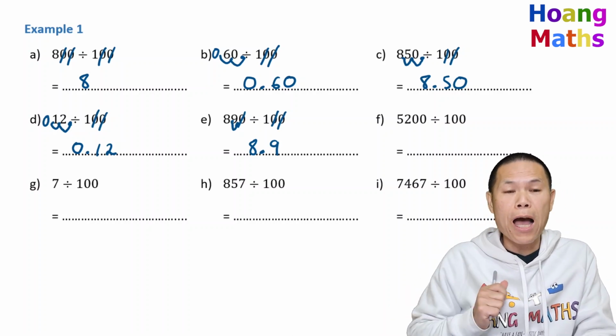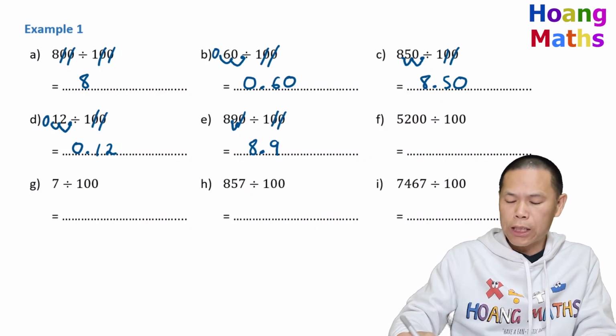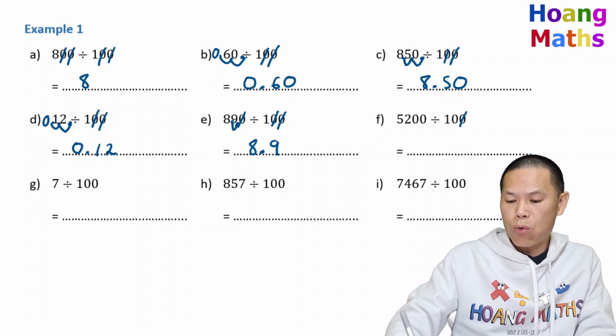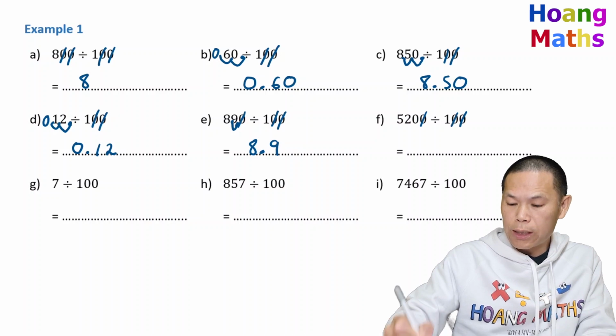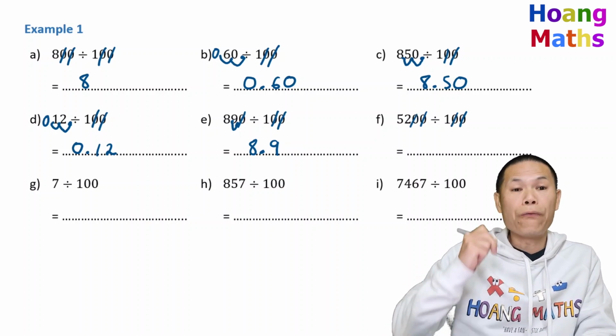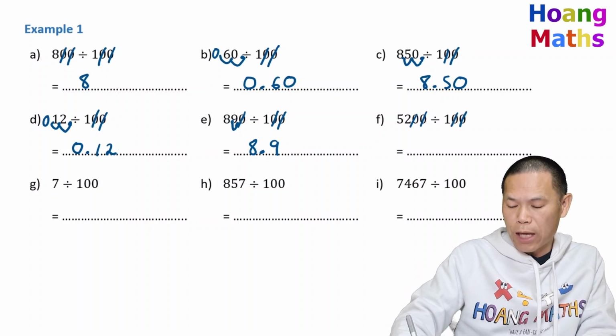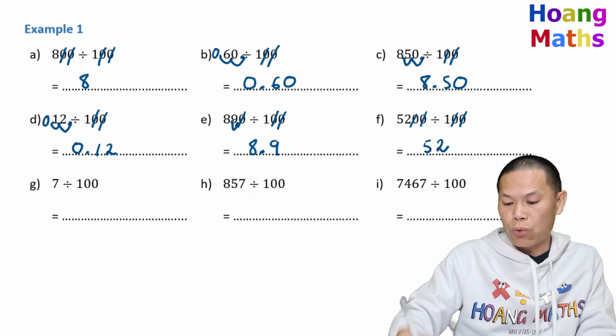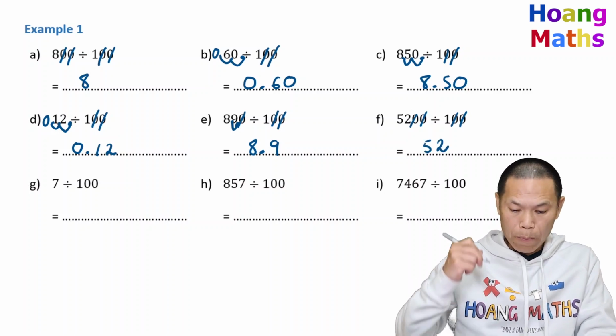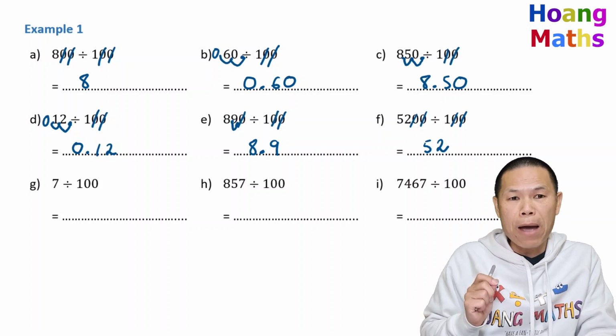Part F, 5,200. We divide by 100. Of course, we can simply cancel this 0 with this 0, this 0 with this 0. So 52 divided by 1. So the answer is 52. So there you go.